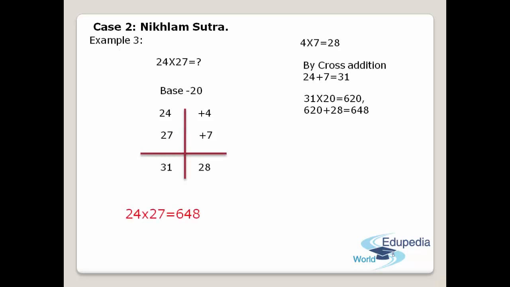So this is the easiest way of multiplying any two numbers, and we get the answer in less than 30 seconds, or else we can say 20 seconds. On practicing this Nikhilam Sutra, definitely you can do any multiplication in less than 20 seconds. Hope that you have understood the application of case number 2 Nikhilam Sutra and you have enjoyed it.